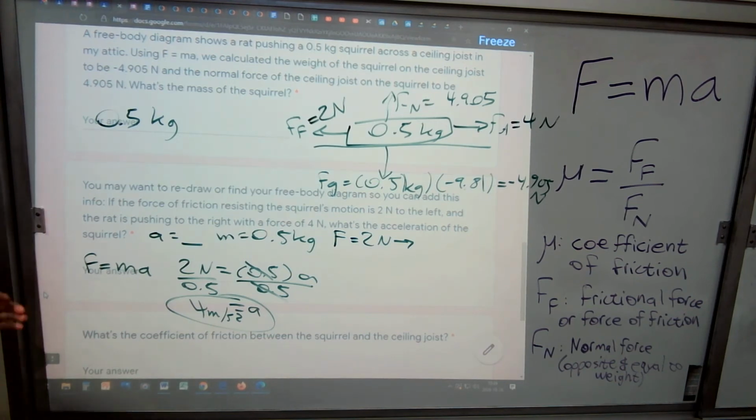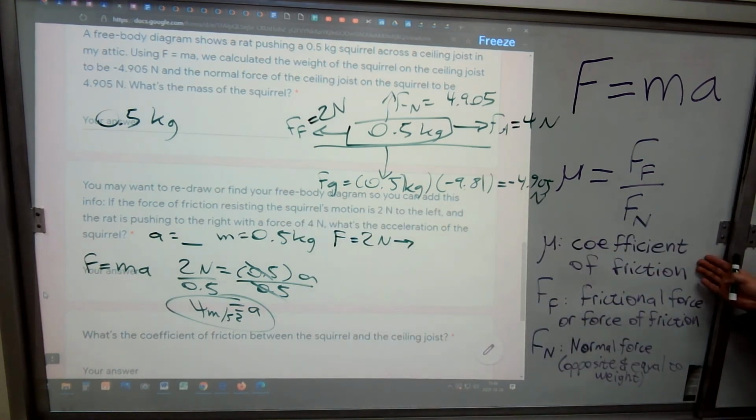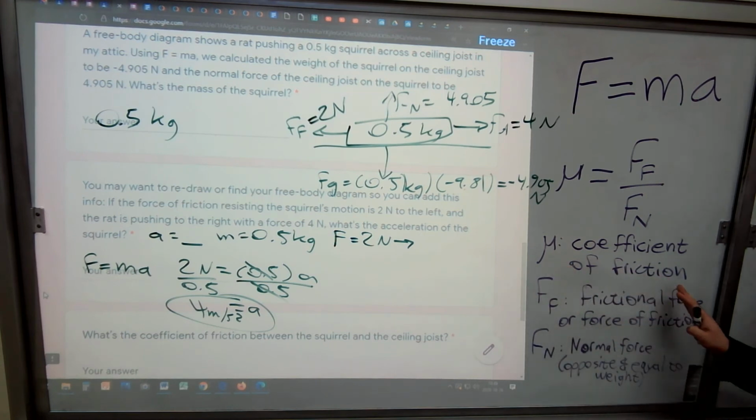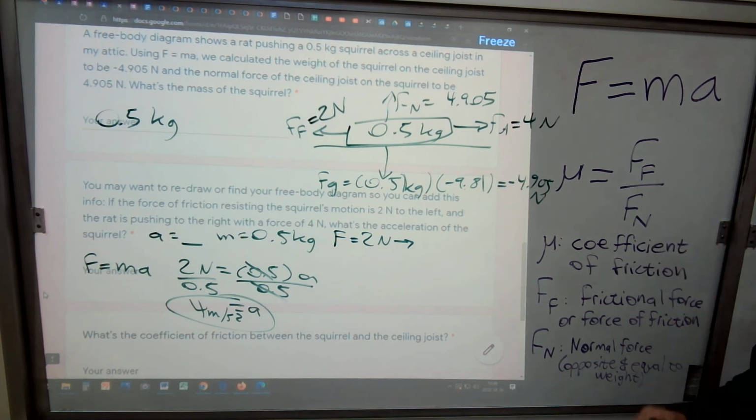Okay, so it now asks for what's the coefficient of friction between the squirrel and the ceiling joist? So, coefficient of friction, as you can see here, was included in the check-in, and it is included in your assignment today. When we do the review and test, I'm going to ask that you write these down somewhere and have them ready, and that way I don't have to have the formulas in a question for you all to find. Mu is the coefficient of friction, FF is frictional force, and FN is normal force. So we're going to use this formula to figure out what mu is.